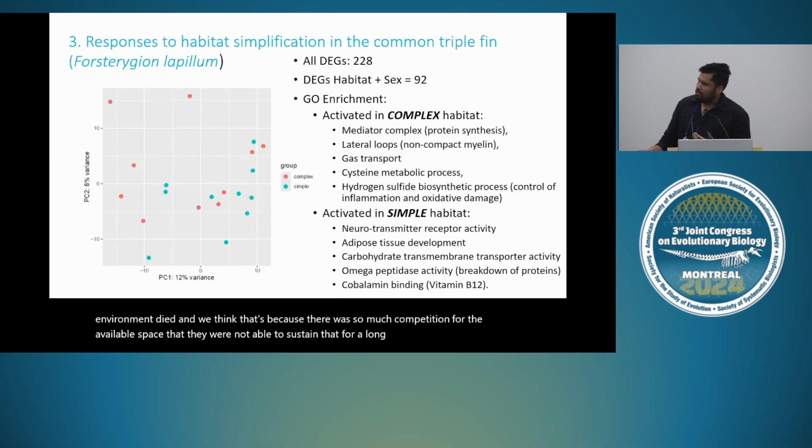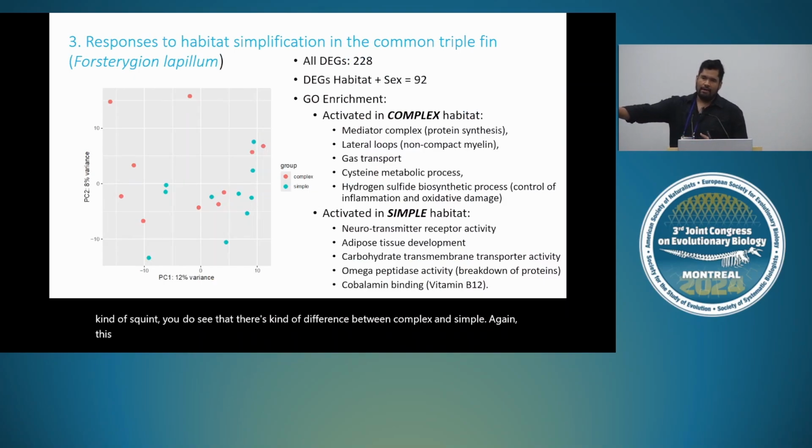And then when we look at the differential gene expression of the brain, we actually see that the samples, if you kind of squint, you do see that there's a difference between complex and simple. Again, this is just habitat complexity. This is not related to temperature.